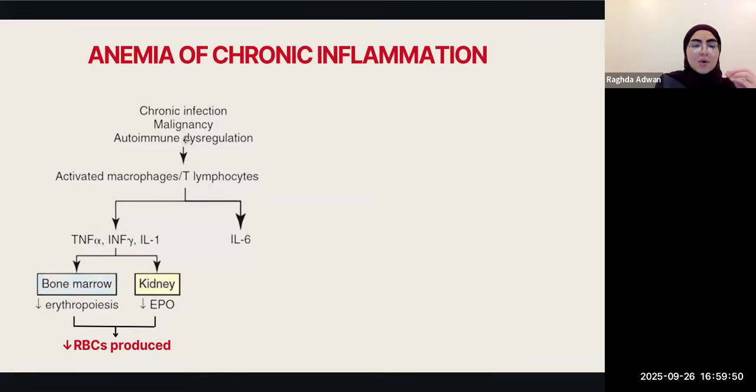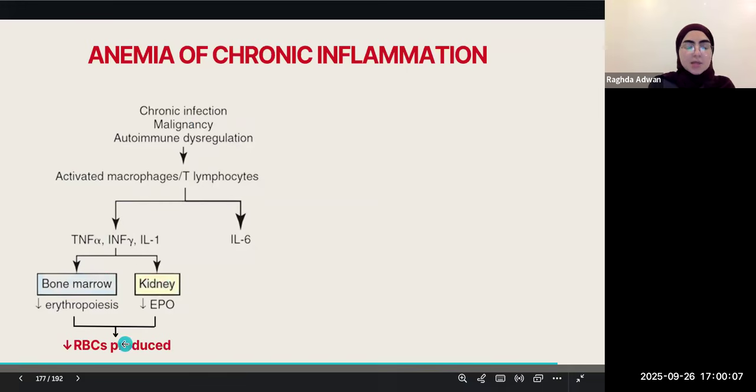So this is how diseases of chronic inflammation, such as infections and cancer and autoimmune diseases, will lead to your bone marrow making less blood cells by the inhibition of erythropoiesis, and also inhibition of erythropoietin from your kidney, which the end product is less red blood cells made. This is how you end up with anemia.